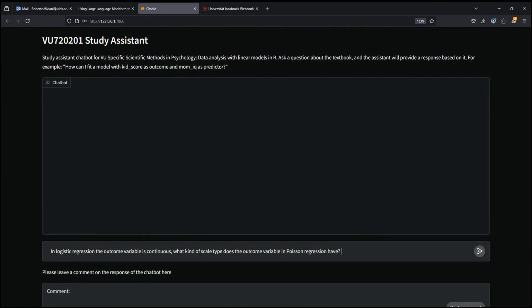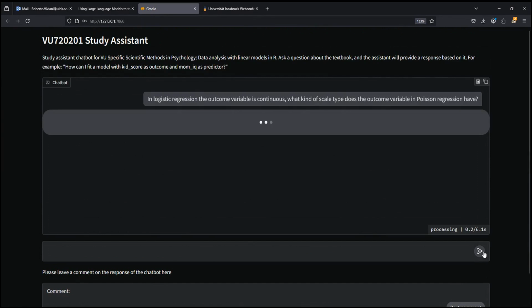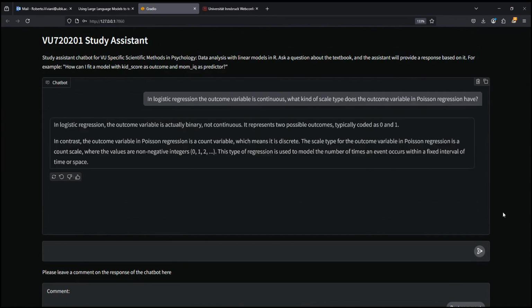So in logistic regression, our outcome variable is not continuous. It's categorical. To be specific, it is binary. So it takes on values of 0, 1, yes, no, etc. So let's see how the system works with that. Yes. In logistic regression, the outcome variable is actually binary, not continuous. It represents two possible outcomes, typically coded as 0 and 1. This is exactly what we wanted to hear.